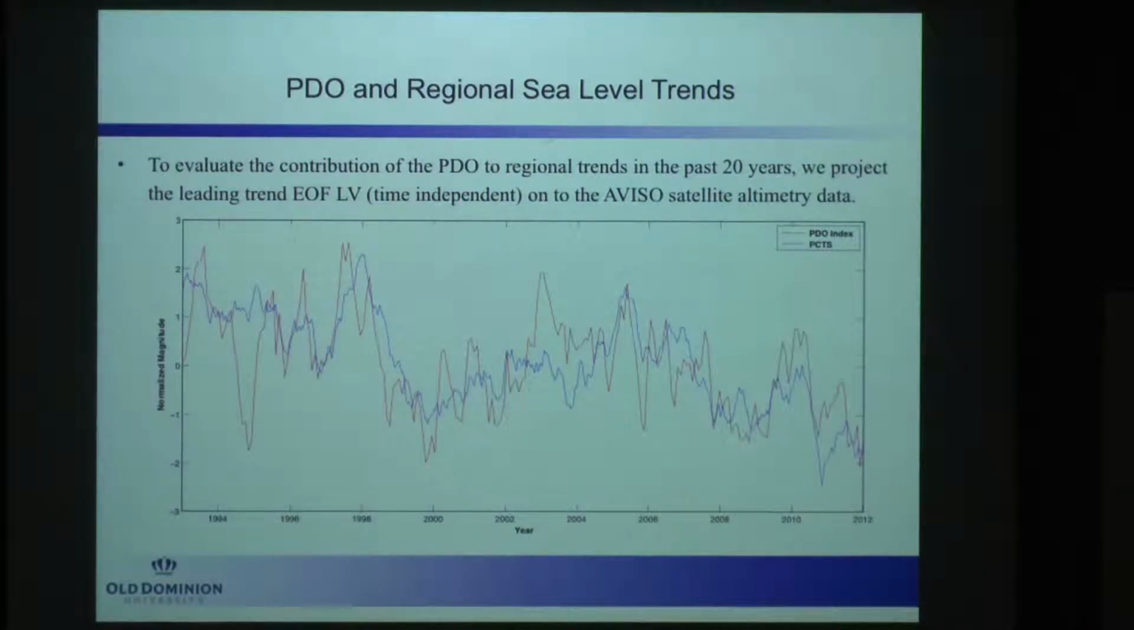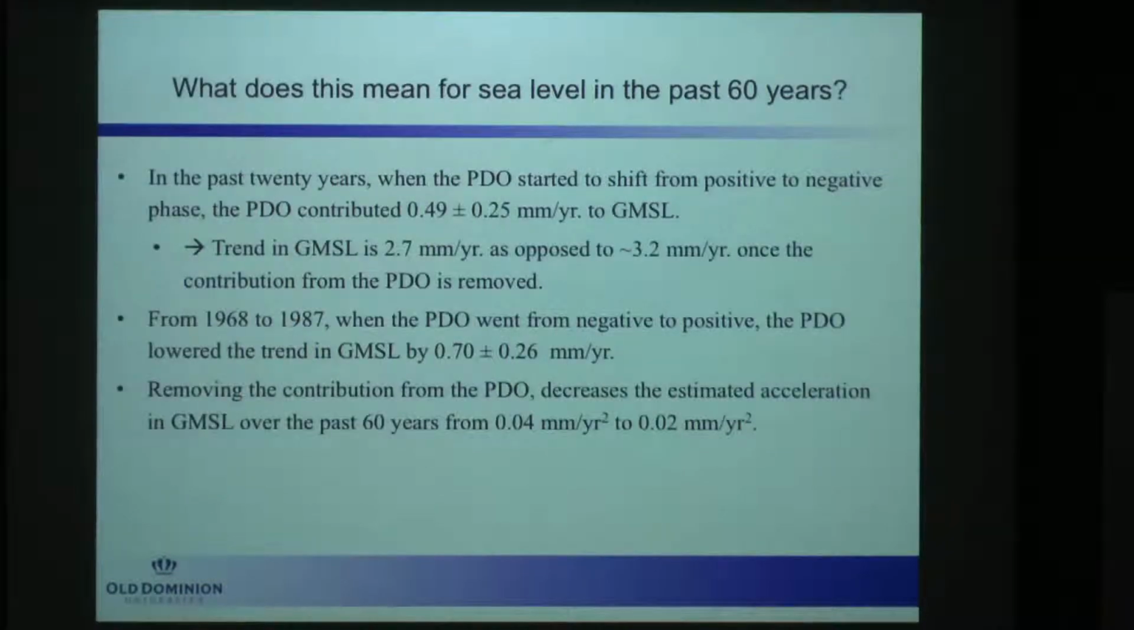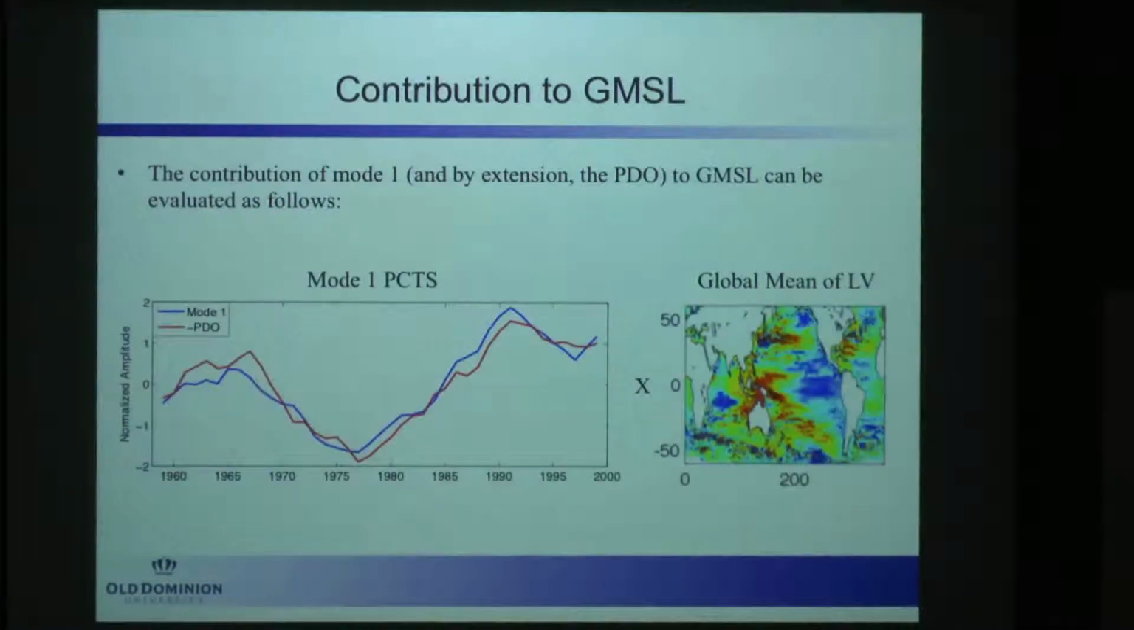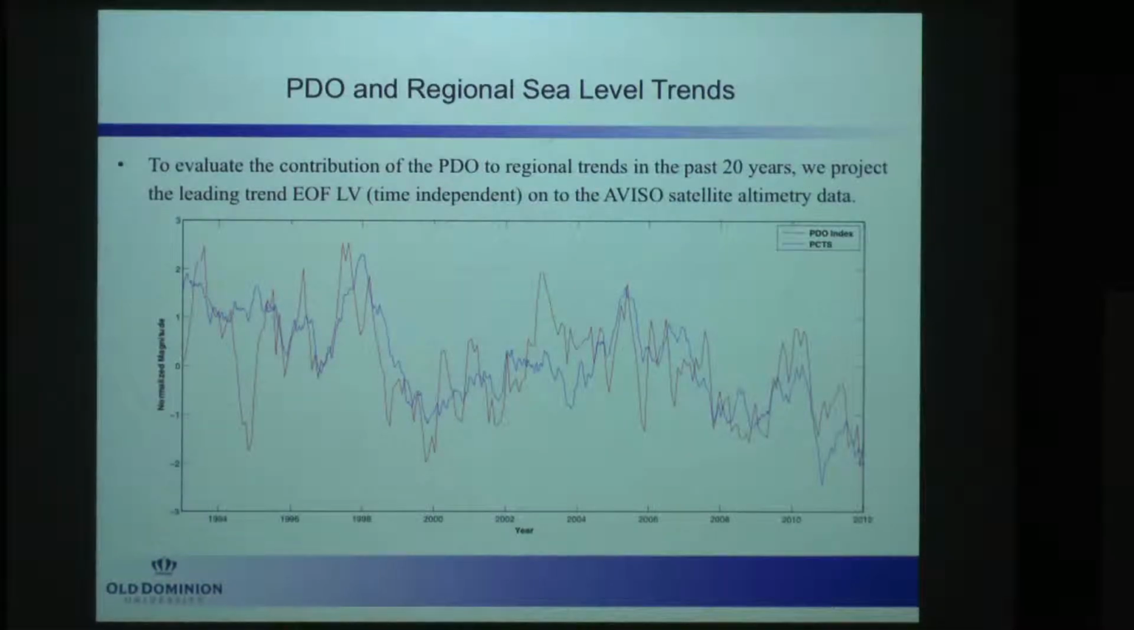All right, as an additional step, we can try to assess what the PDO contributes to regional sea level trends. We've estimated what it contributes to global sea level trends, but what about regional sea level trends? What we can do is take this loading vector, this spatial pattern, and project it back onto the satellite altimetry data. It's computed in trend space, but there are no actual units on this, so we can just take this and directly project it onto sea level. And this is what you get back.